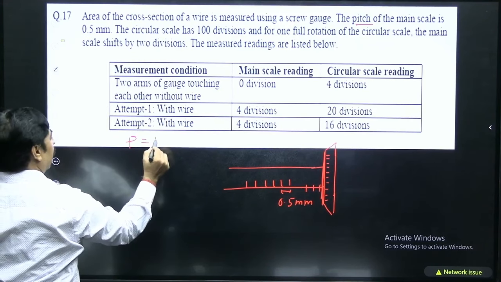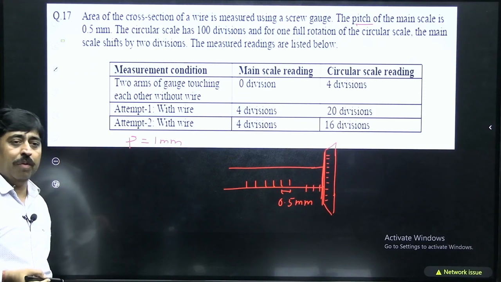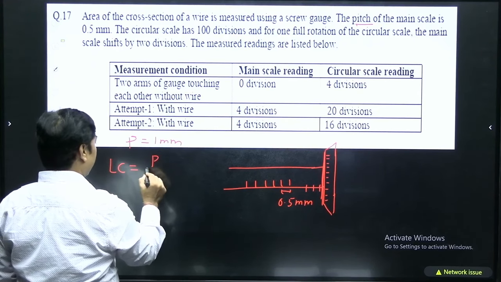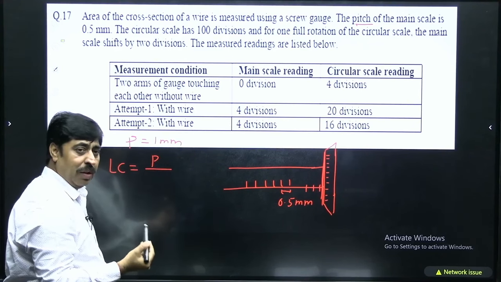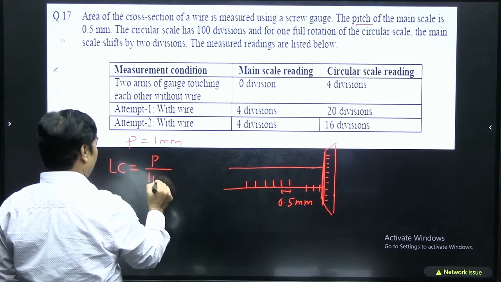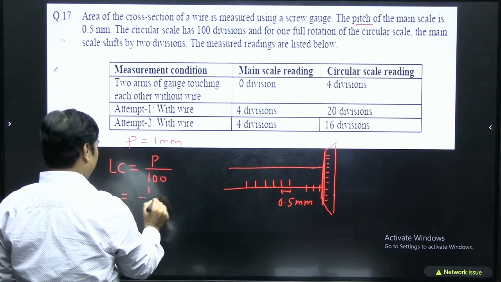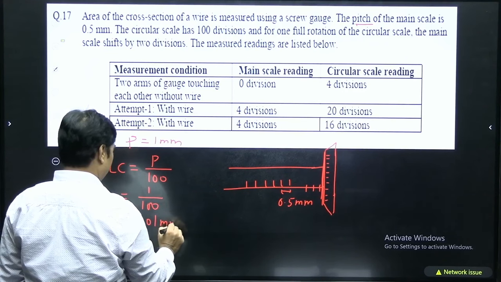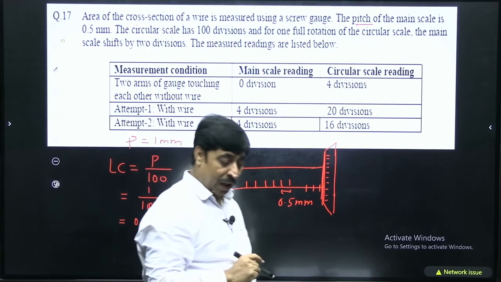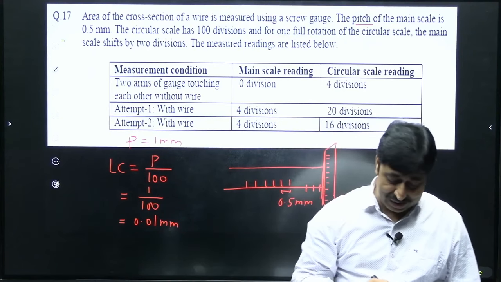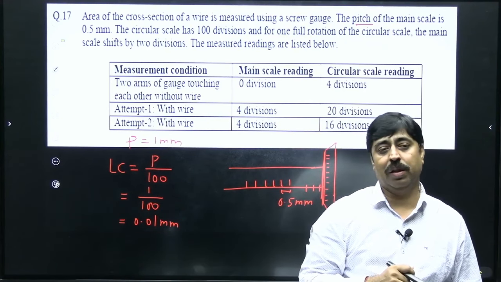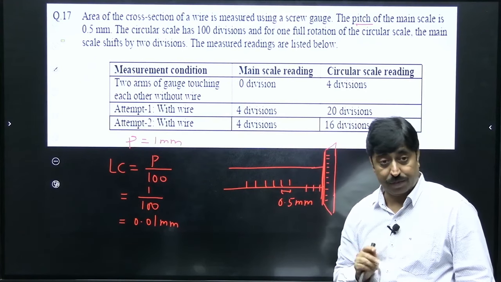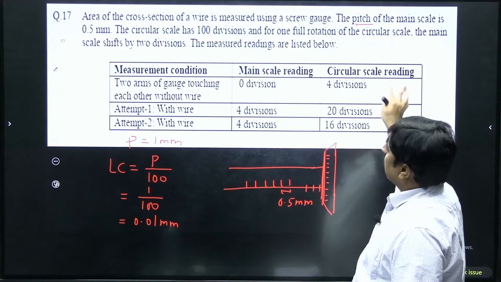So we all know that the least count of this screw gauge is the pitch divided by the number of divisions on the circular scale. So there are 100 divisions. So pitch is 1 millimeter by 100, which is 0.01 mm. This is the least distance that our screw gauge can actually measure.